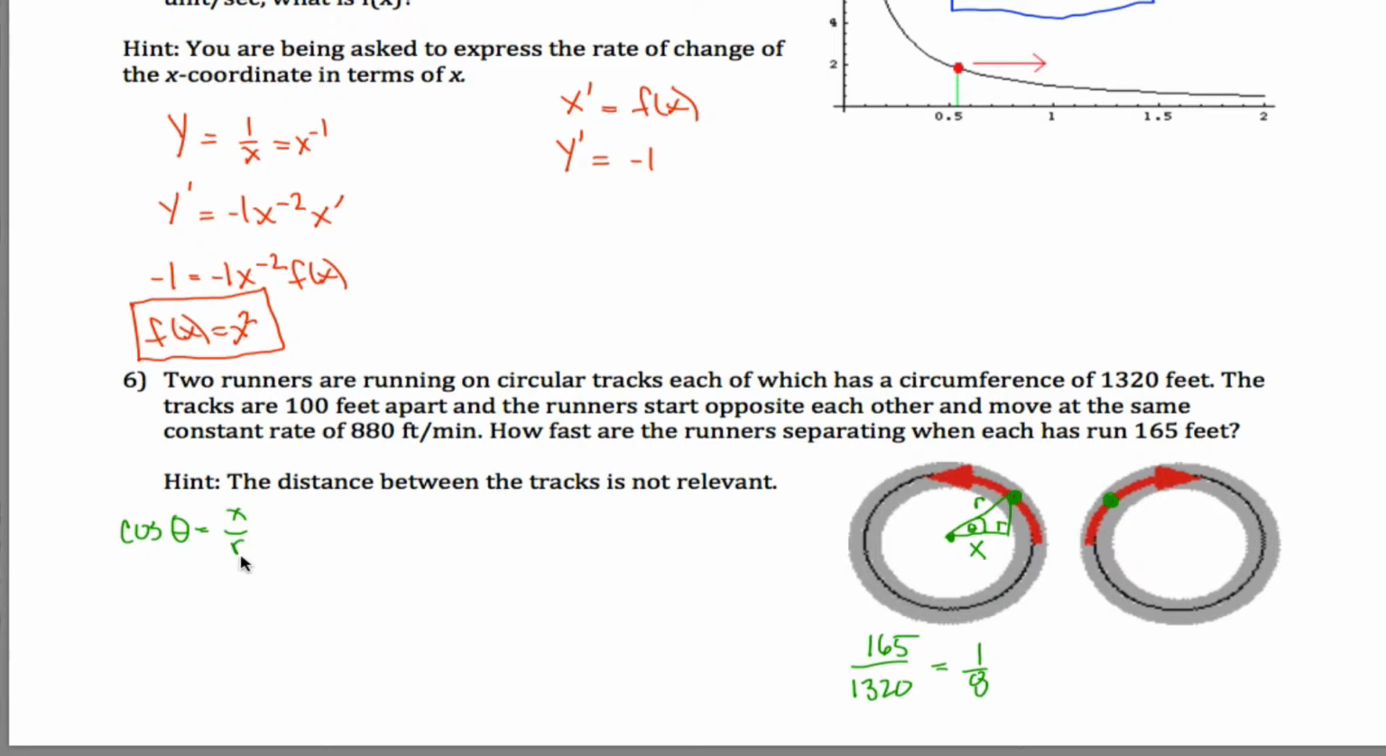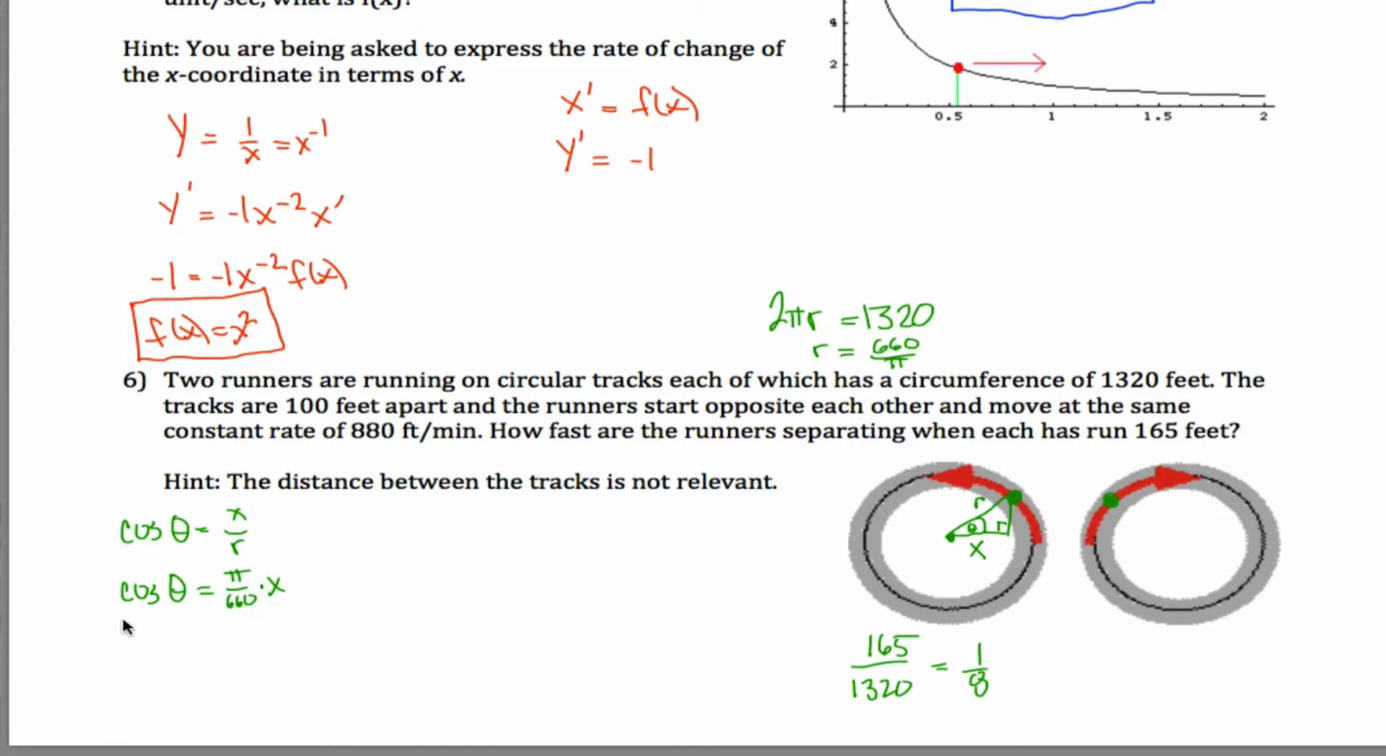And they don't tell me what r is, but they do tell me that the circumference is 1320. So if you remember that 2 times pi times the radius is equal to 1320, the circumference, you can figure that r is half of this number divided by pi, so 660 over pi. And the radius never changes, that's a constant. So really what my equation boils down to here is that cosine of theta is equal to pi over 660 times x. Instead of 660 over pi, since I'm dividing by r, I'll take the reciprocal and write it here.